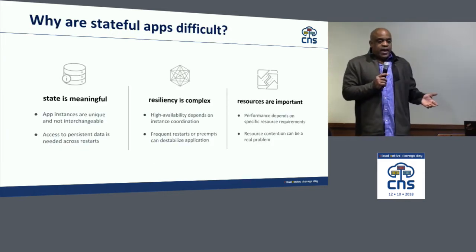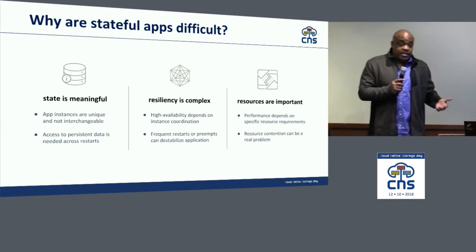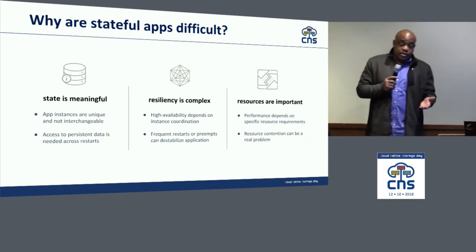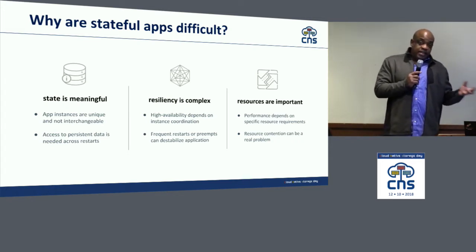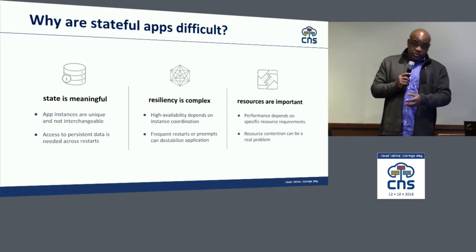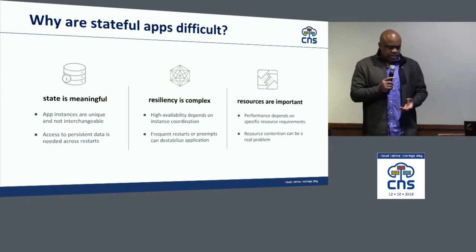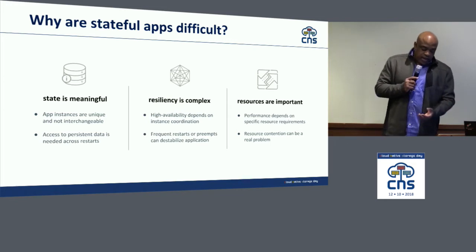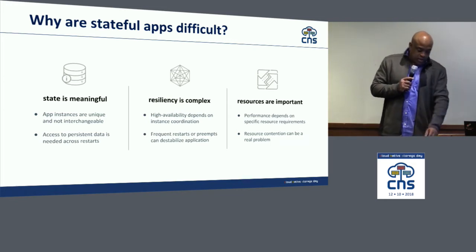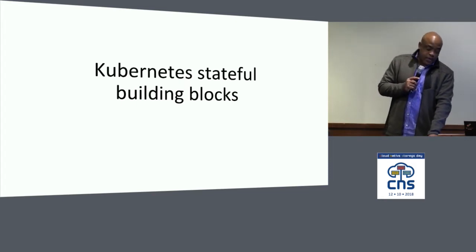So stateful apps are difficult because state has meaning. Your application and the state that it creates usually have a one-to-one mapping. So your instance of your application needs the state that it originally created or started to consume. We have resiliency issues with stateful applications, and resource contention can creep up real quick and start degrading performance, etc. Now, what is available in Kubernetes?